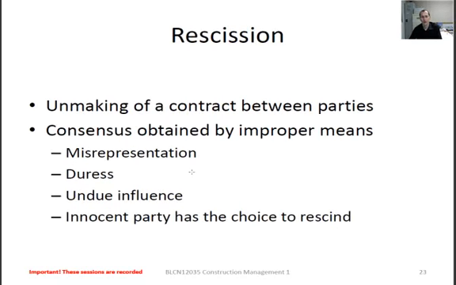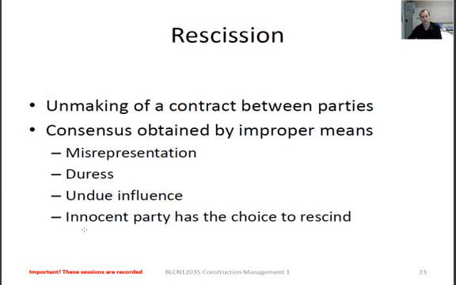Right, so the rescission, that's basically the unmaking of the contracts between the two parties. We're unhappy with what we've done. Might be because of misrepresentation, remember the first slide, and duress. Any of those reasons might be valid for pushing back the contract and saying, I'm going to move back to the point where I was before I entered into this contract.